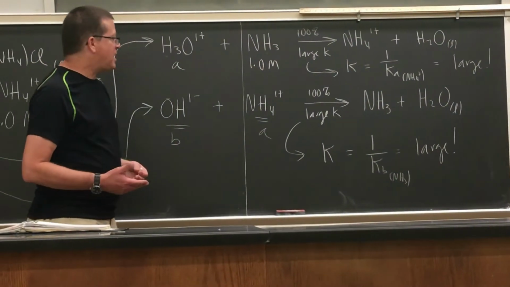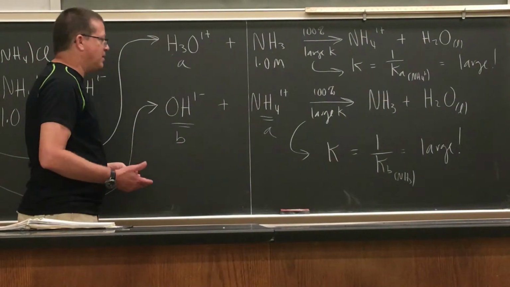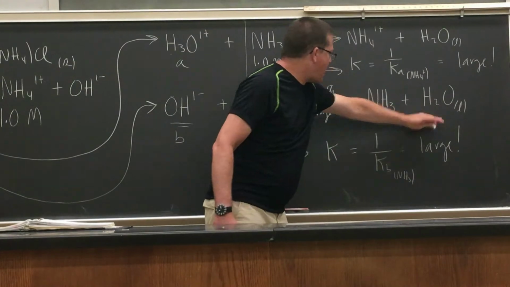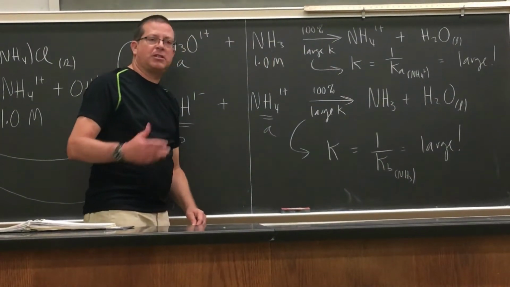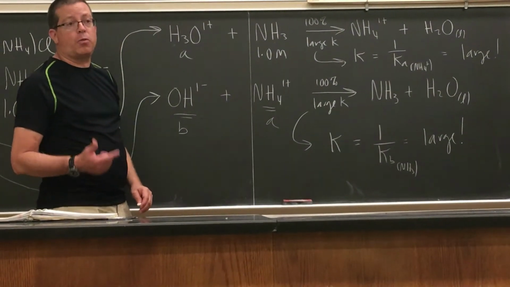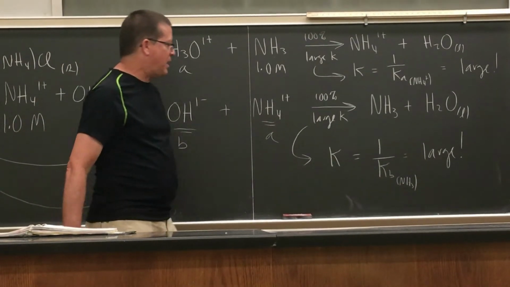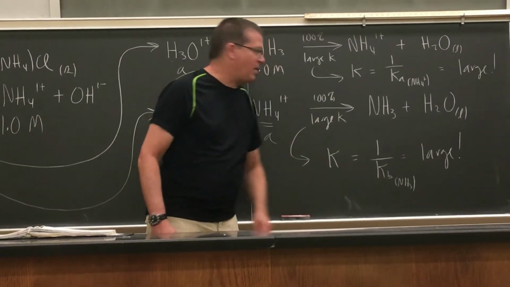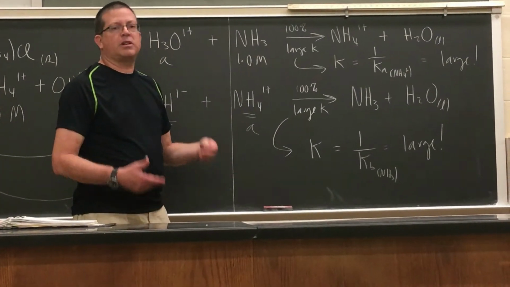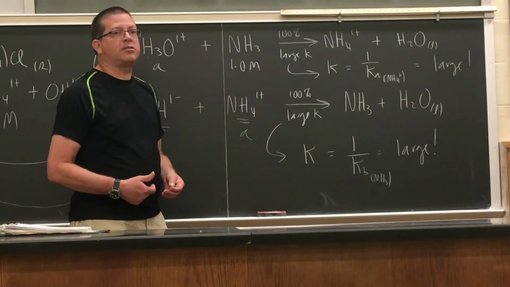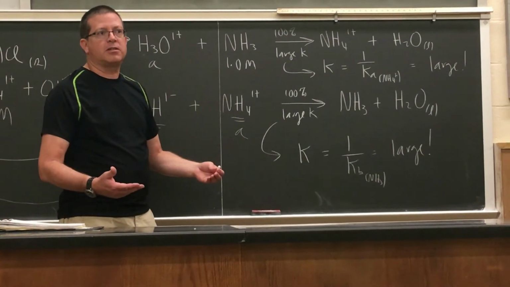And again, we can see here that we're going to get a large K for this, because the K for this reaction is going to be this reaction in reverse, which happens to be the Kb reaction for ammonia dissociating in water. So we know that that Kb is something on the order of about 10 to the minus fifth. 1 over that is going to give me a large number, something on the order of 10 to the fifth. So we can assume this reaction goes 100% to the right.